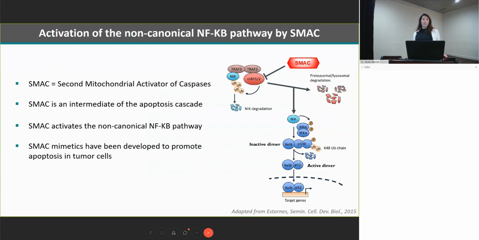Besides receptor ligation, this pathway can be activated by the second mitochondrial activator of caspases, or SMAC, which induces the degradation of the IAPs, leading to the degradation of p100 and the release of the active subunit p52. SMAC is an intermediate of the apoptosis cascade, and some peptide SMAC mimetics have been developed initially to induce apoptosis in tumor cells. Because SMAC mimetics are also able to activate the non-canonical NF-kappa B pathway, they could potentially be used to induce latency reversal in HIV infection.